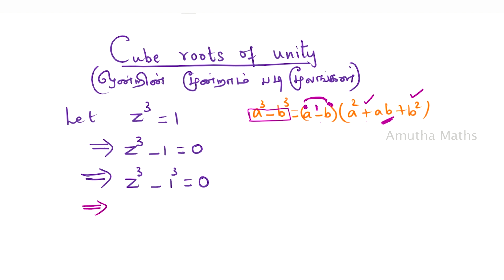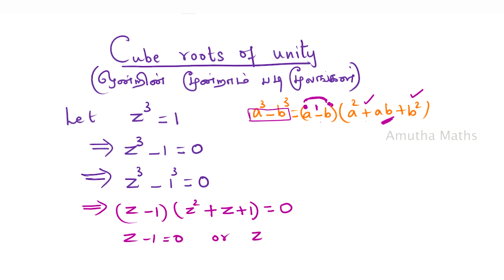So how will you write this one? So this implies z minus 1. Okay. And then we have to square this z. So what will you get? Z square. Then change the sign of minus. So plus z into 1 is z plus 1 square is 1. That is equal to 0. Okay. Which implies z minus 1 is equal to 0 or z square plus z plus 1 is equal to 0. Okay. So which implies z is equal to 1. And we get z square plus z plus 1 is equal to 0.